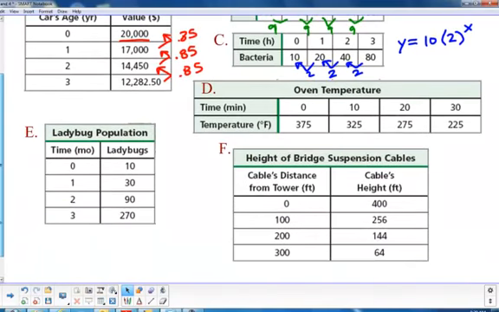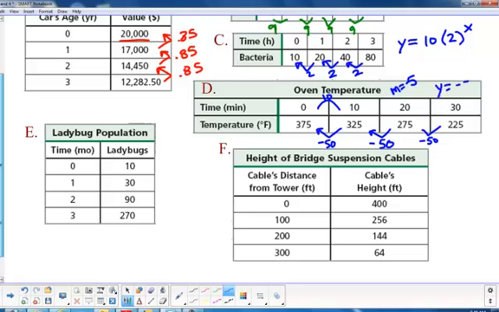Okay, letter D. This is looking possibly linear. So 225 minus 275 is a decrease of 50. 275 minus 325 is a decrease of 50. 325 minus 375 is a decrease of 50. Now our slope is a decrease of 50 as x goes up by 10. So as x goes up by 1, it would be a decrease of 5. And that's just negative 50 divided by 10. So y would equal negative 5x plus 375.